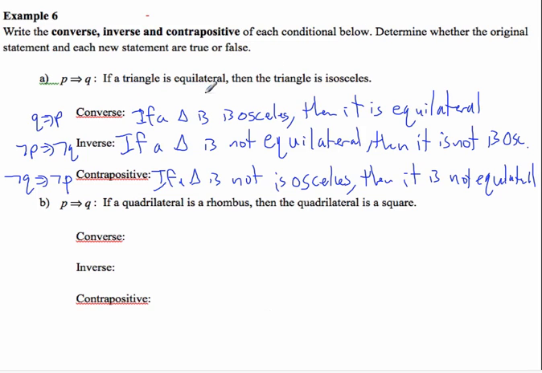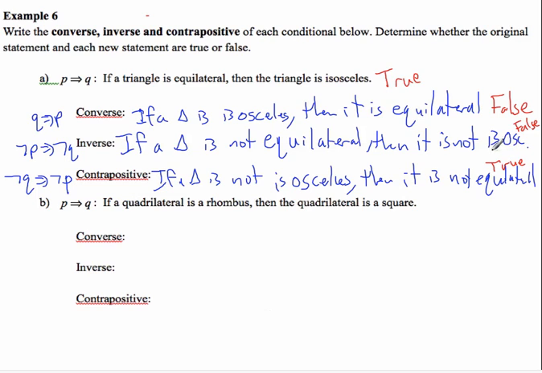If a triangle is equilateral, then it is isosceles. So that's true. Equilateral means three sides are equal. Isosceles triangle means two sides are equal, so that is true. If a triangle is isosceles, then it is equilateral, that's false. You can have an isosceles triangle that's not equilateral. If a triangle is not equilateral, then it is not isosceles, that is false. Just because it's not equilateral doesn't mean it's not isosceles. It could be isosceles. And the contrapositive, if a triangle is not isosceles, then it is not equilateral, is true.